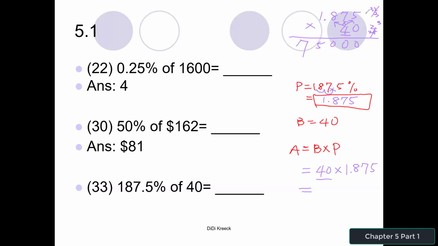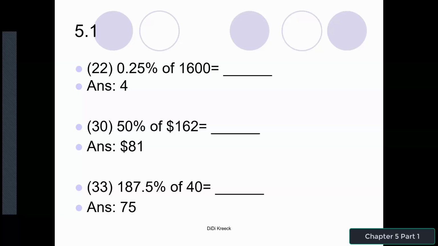So I have 1, 2, 3 decimal places in the first factor. I have 0 decimal places on my second factor, so I should place 3 decimal places in my final product. So 1, 2, 3, the decimal point will be right here. So the answer will be 75.